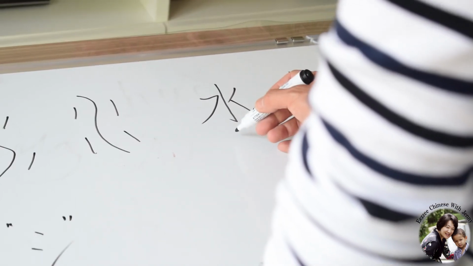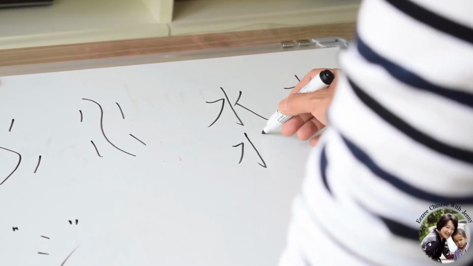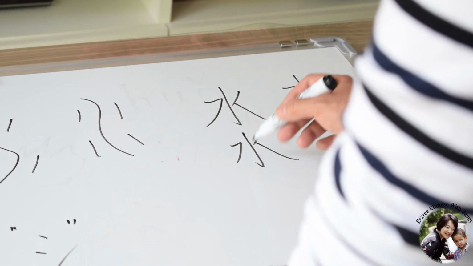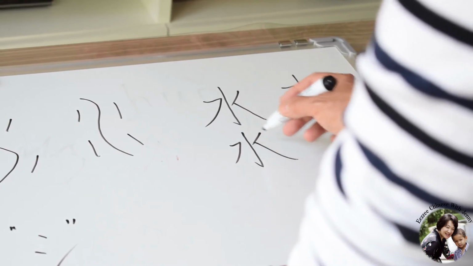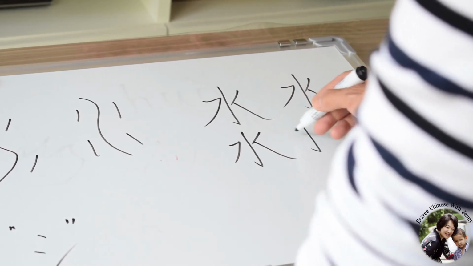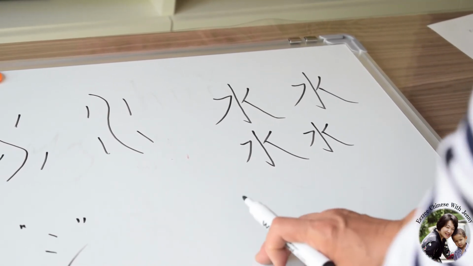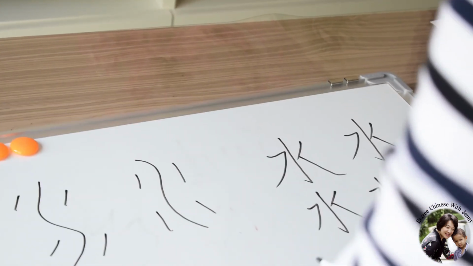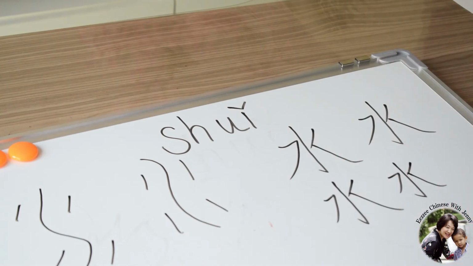Or my teacher told me to write this first also is fine, because once you write this one, you have the balance, and it may be easier for you to form the structure of the character. The first one, then second, and like this. This means water, and the pronunciation is 水, 水, means water.